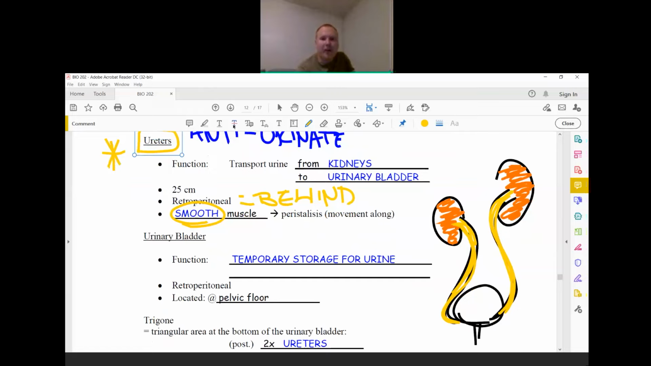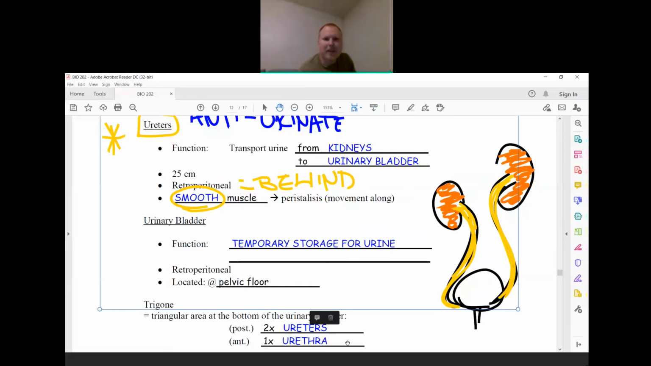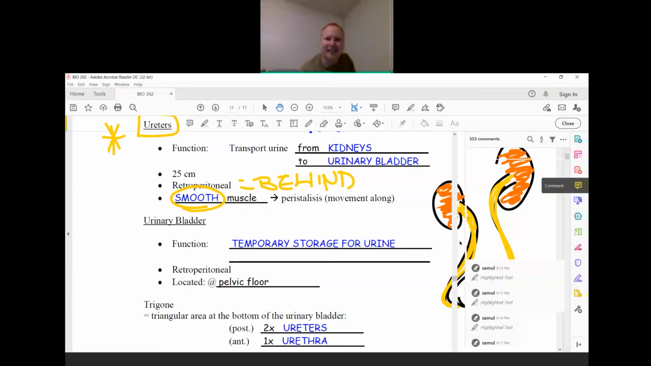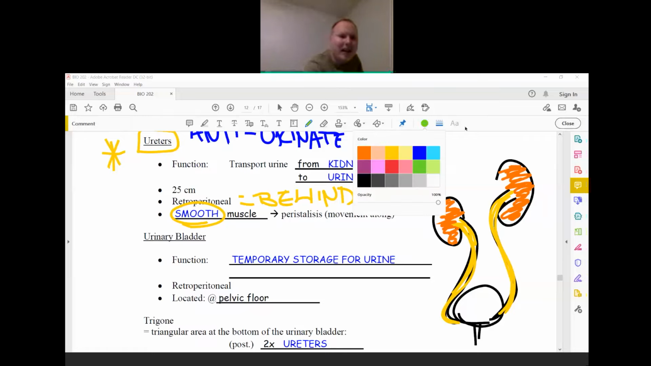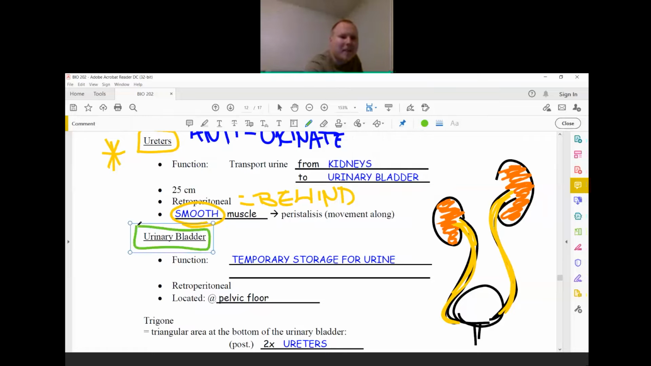Let's add our urinary bladder to this diagram. Let's get our tools back. Here we go. Our urinary bladder, if you want to simplify things and describe it, is just a temporary storage pouch for the pee. That's where the pee builds up and gets stored until we have an opportunity to go to the bathroom. And again, it's a retroperitoneal structure located at the pelvic floor.